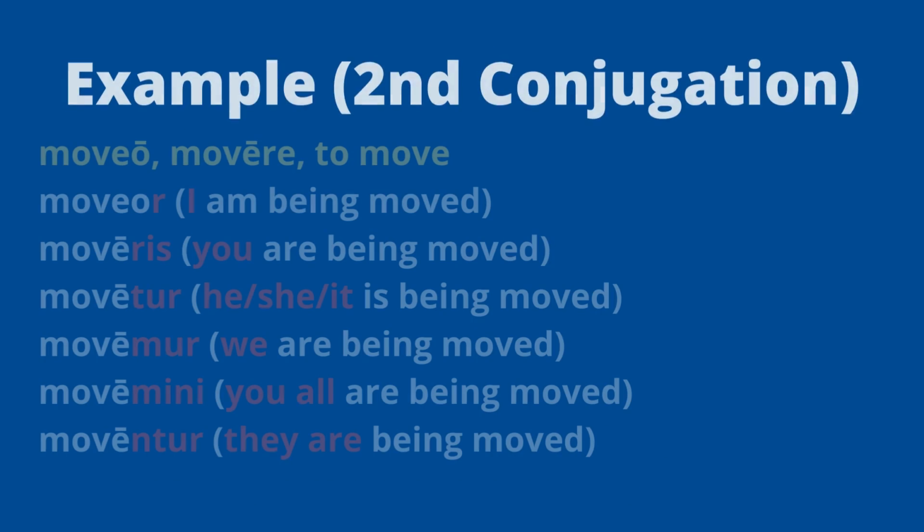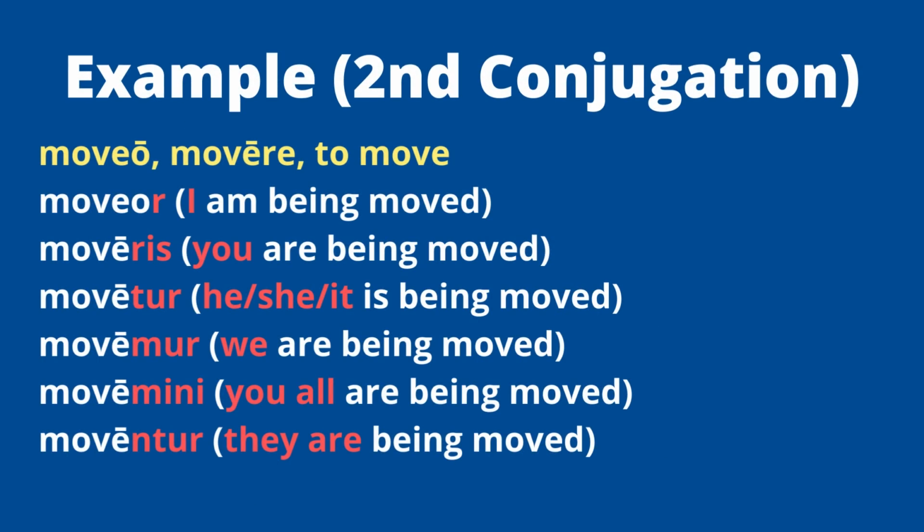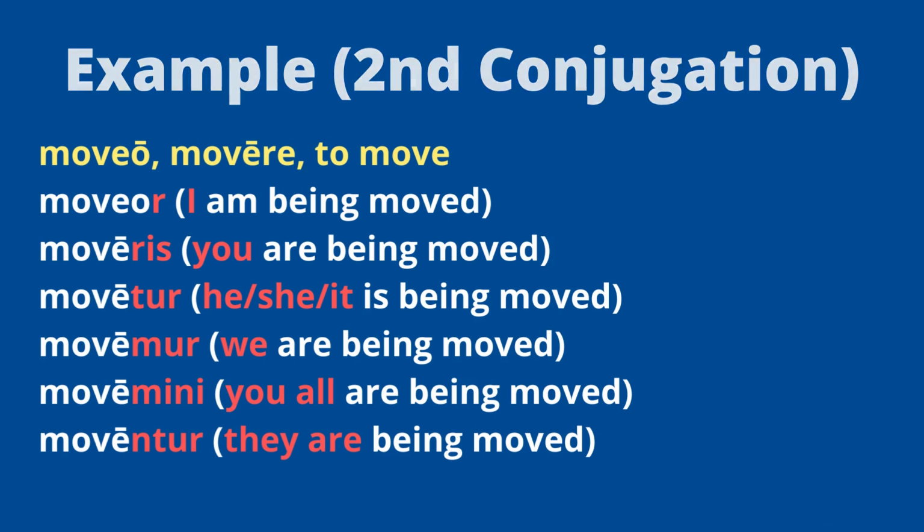Same thing for second conjugation. Take my first principal part, add an r, I get moveor, which means I am being moved. For the rest of them, I take the infinitive, movere, I drop the re, which would give me a stem of move, and I just add my passive voice ending. So moveris means you are being moved, movetur, he, she, it is being moved, and down the line. You just change your ending and you've got the passive voice.